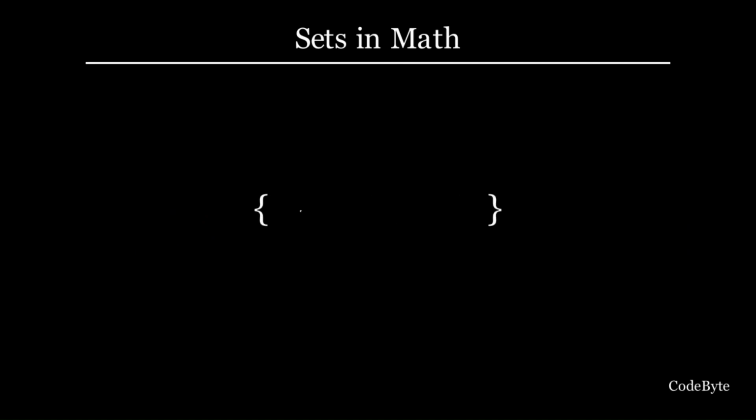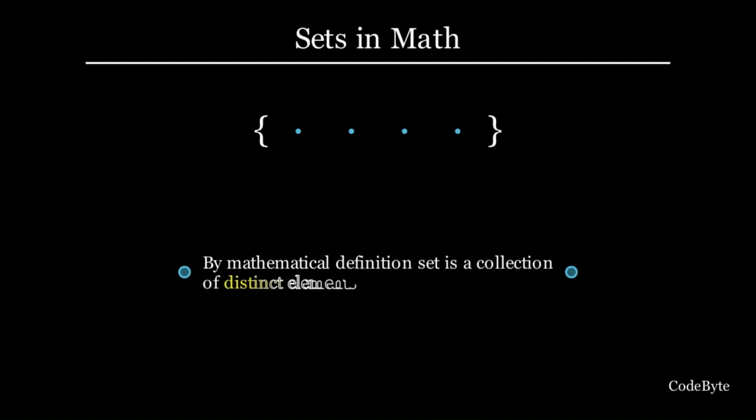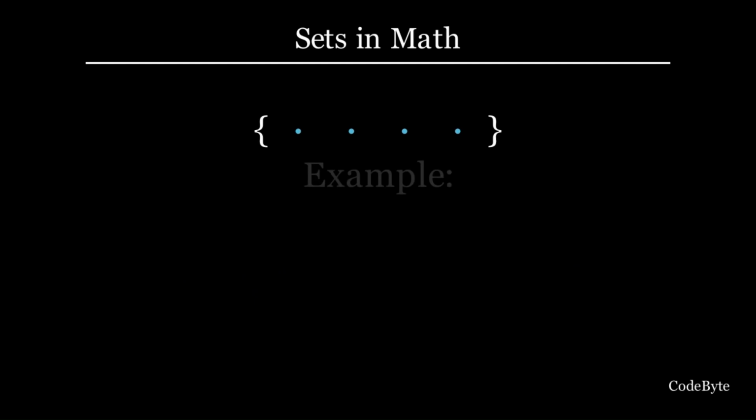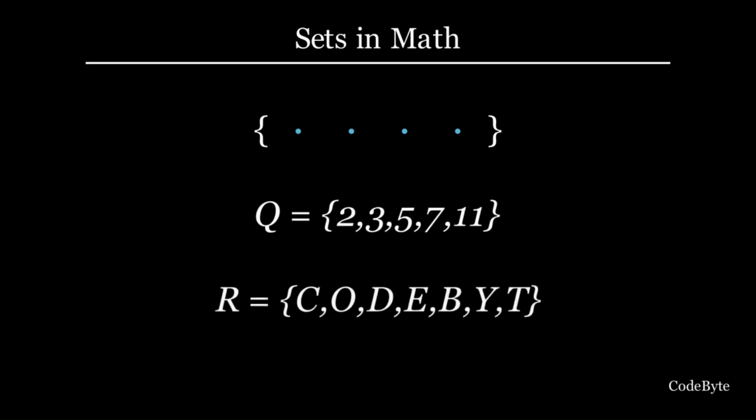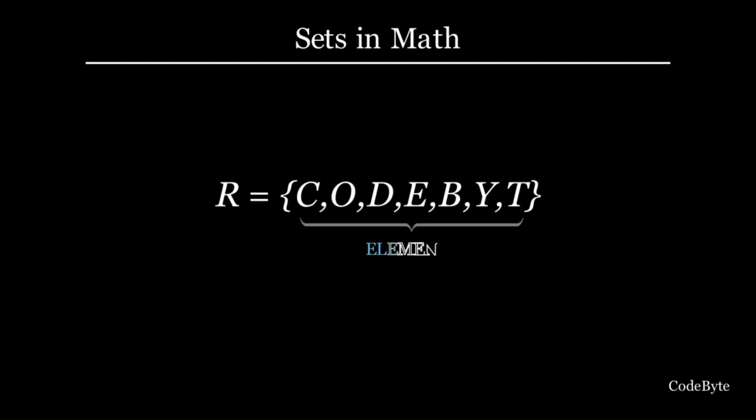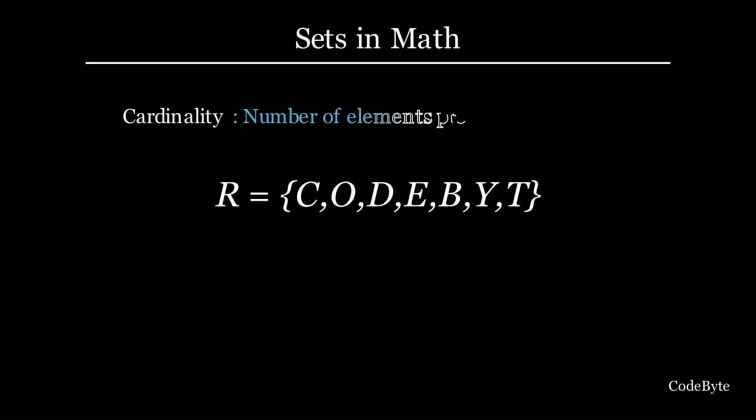Sets in math are typically represented using curly braces. By mathematical definition, a set is a collection of distinct elements. Here are some examples. The comma-separated values enclosed within curly brackets are called elements. The cardinality of a set denotes the number of elements in a given set. It's represented by n of R. In this example, the cardinality of set R is 7.